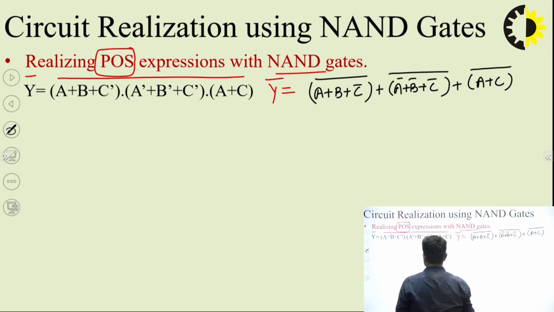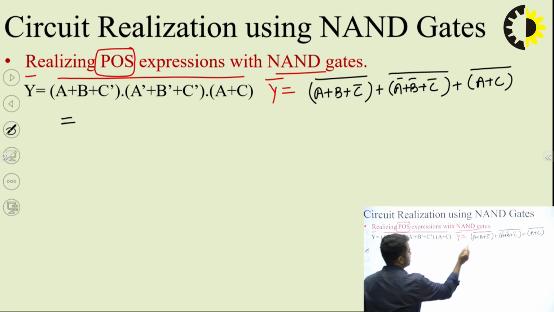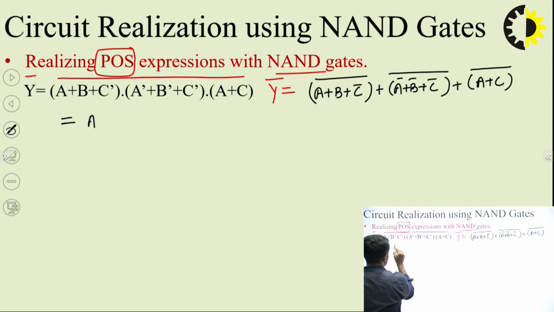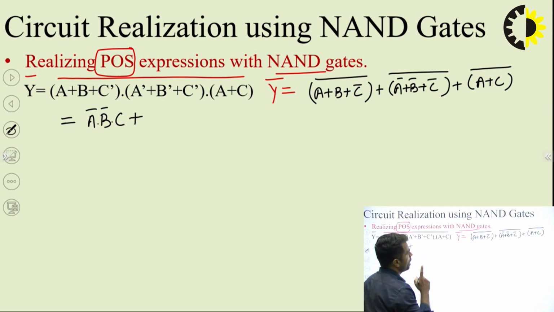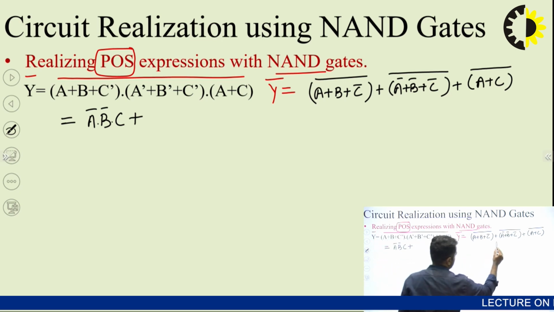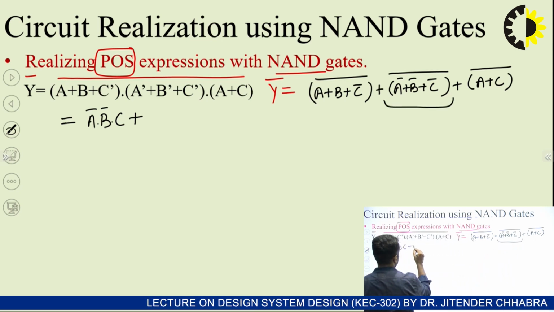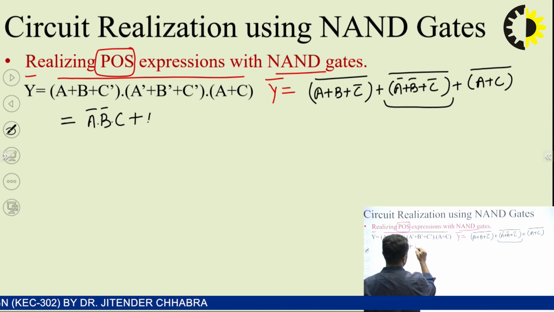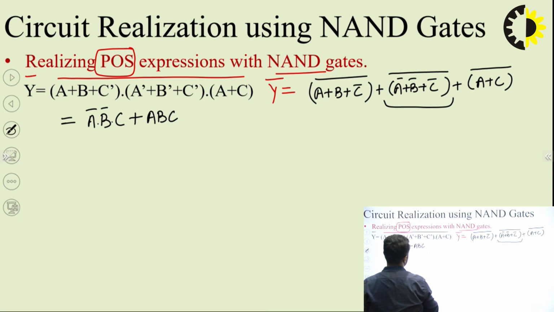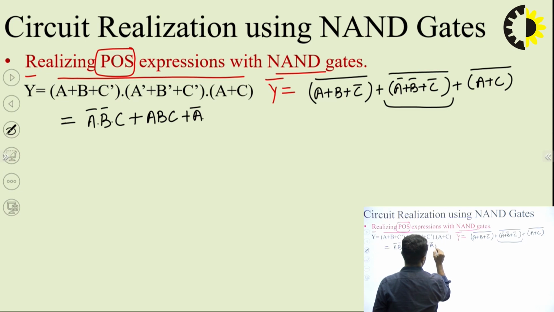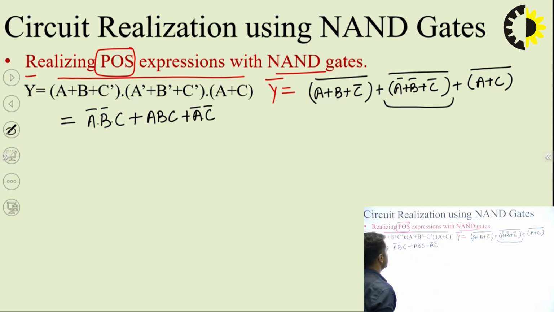Again applying De Morgan's theorem, we can see that this will become A bar dot B bar and C double complement. C double complement will become C only. Then this plus will remain plus, and then the second, this thing will be A double complement dot B double complement dot C double complement. That means A B C. Okay, and the last one will be A complement dot C complement. So this is the expression, but we have to keep in mind that this is not Y, this is Y bar.